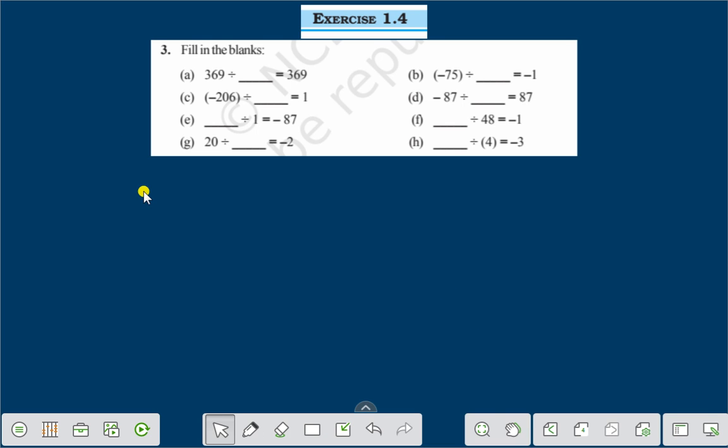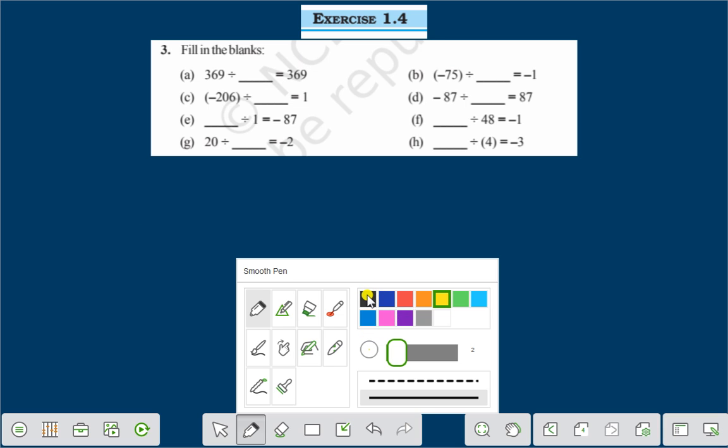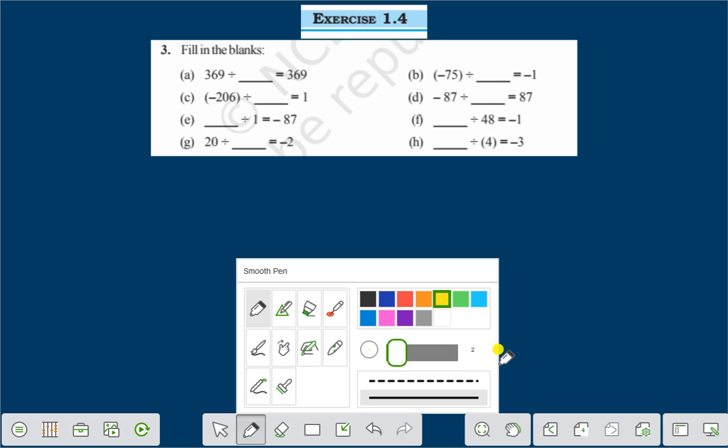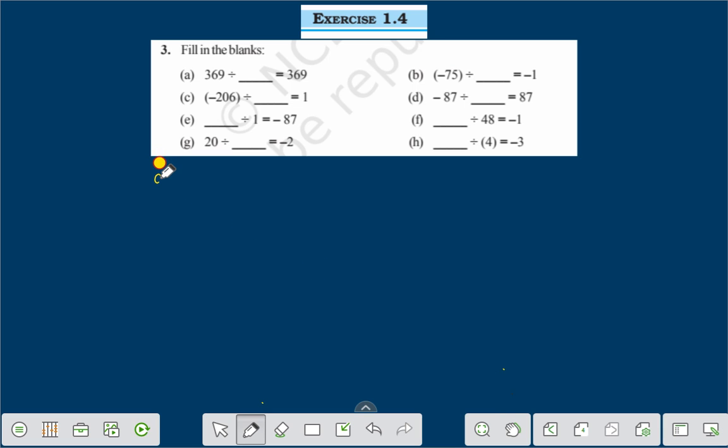Fill in the blanks. Number A is 369 divided by dash is equal to 369. Right? What will be the value? Here you can say that 369 divided by 1, that is question number A. If we solve it in this way, A is 369 divided by dash is equal to 369.